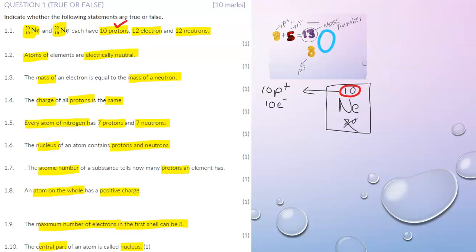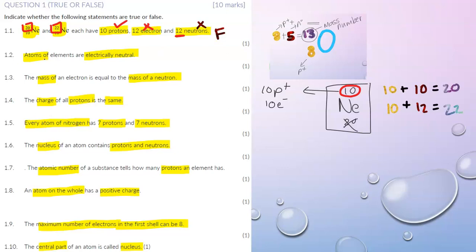So that is correct. Now the next one says that there are 12 electrons. Now normally we would want the protons and the electrons to be equal, because then we know we are working with a neutral element. And especially for group number 8, the noble gases, they will always exist as a neutral atom. Okay, so this number of electrons is false.